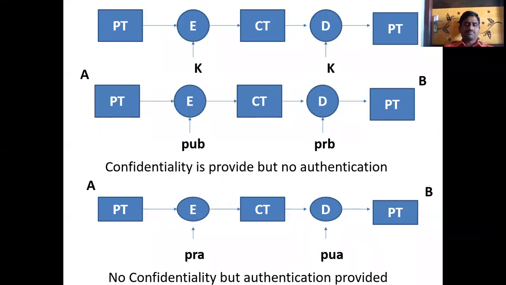Look here, the plain text is taken. Let us assume that the sender is A and the receiver is B. Now we are performing the message encryption process. You can observe here, in asymmetric encryption, there are two techniques. We are going to perform the asymmetric encryption.